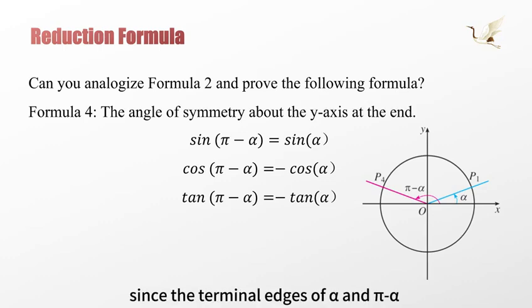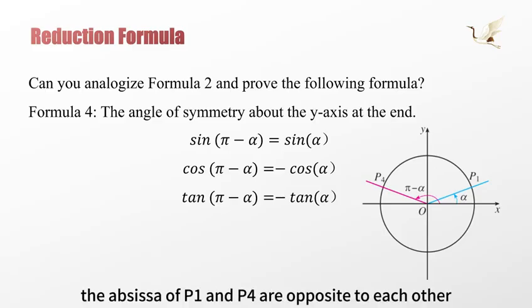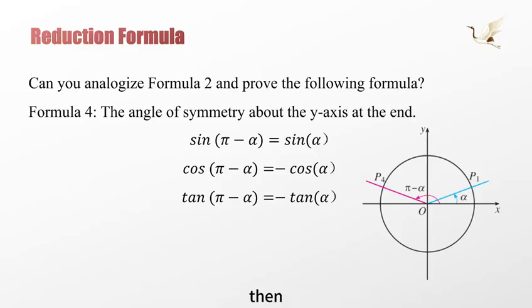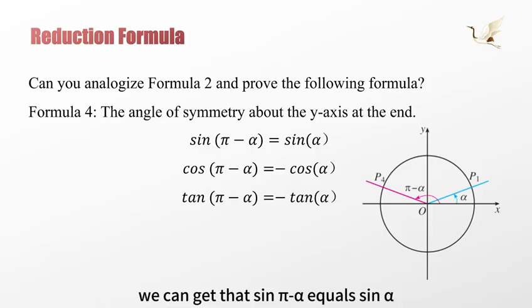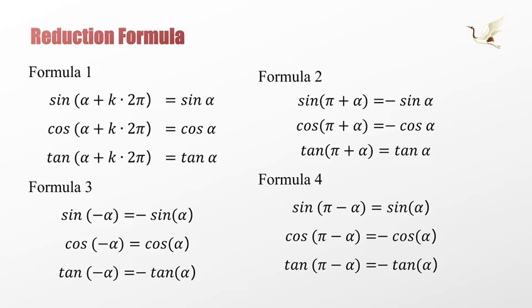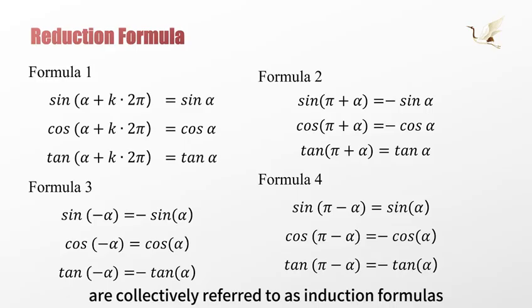as P4. Since the terminal edges of alpha and pi minus alpha are symmetrical about the y-axis, their intersections with the unit circle are also symmetrical about the y-axis, that is, the abscissas of P1 and P4 are opposite to each other, while the ordinate is equal. Then, according to the definition of trigonometric function, we can get that sine of pi minus alpha equals sine alpha, cosine of pi minus alpha equals negative cosine alpha, tangent of pi minus alpha equals negative tangent alpha. The 4 groups of formulas obtained above are collectively referred to as induction formulas.